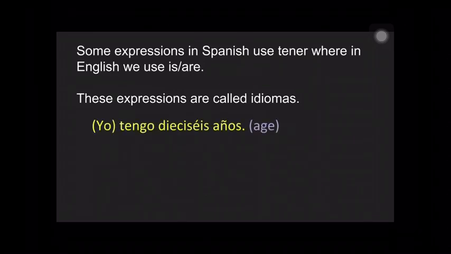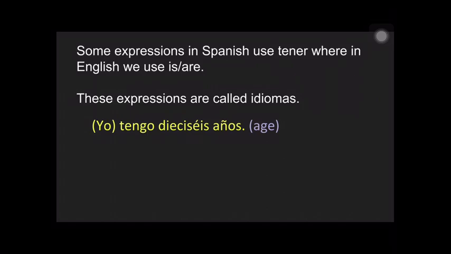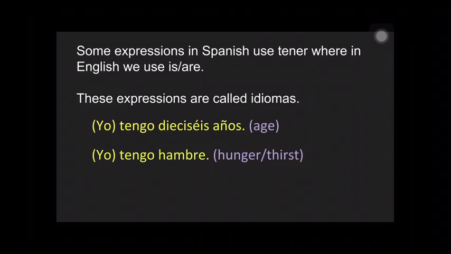Sometimes it's used to express age. So in English, we say, I am 16. But in Spanish, you aren't the years, you have the years. So you say, yo tengo 16 años. Literally translated, you're saying, I have 16 years. Or you use it to express hunger and thirst. So in English, we say, I am hungry or I am thirsty.